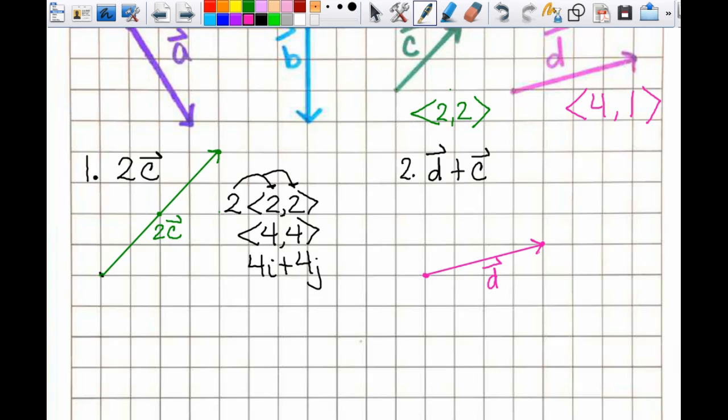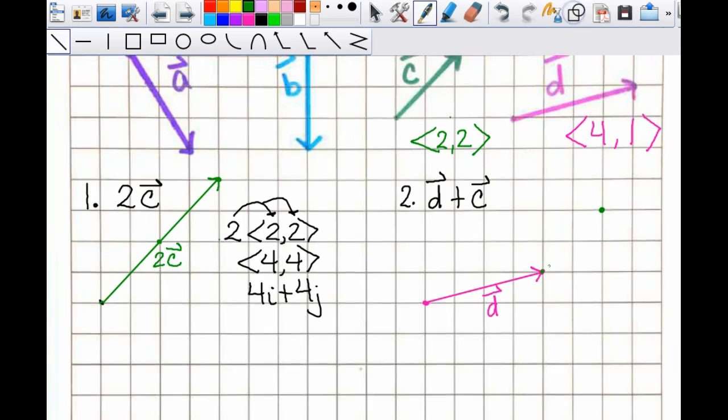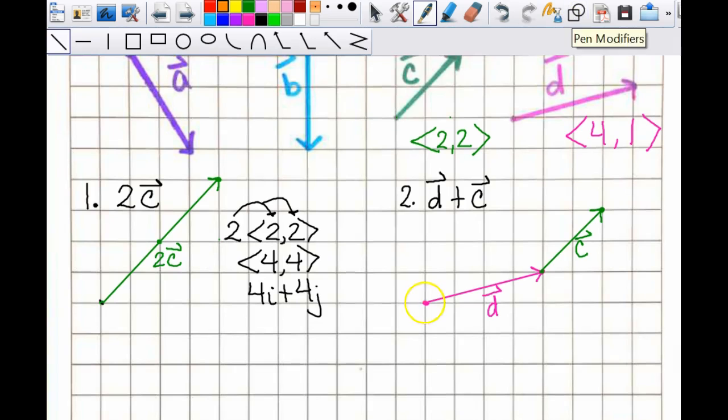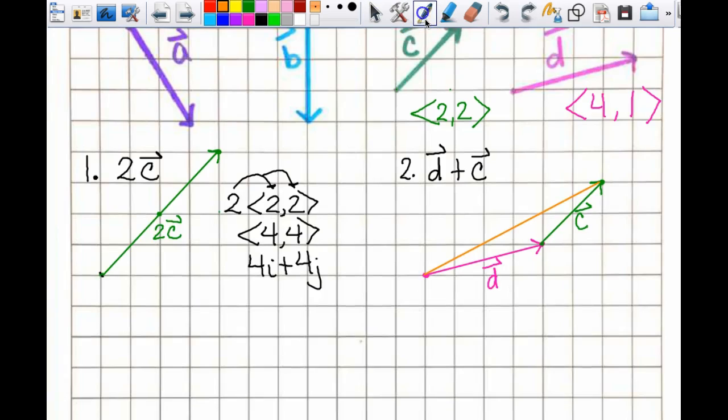I'm going to add to that C. So from the head, start the tail of C, and I go to the right 2 and up 2. Draw that in. That is C. Then, where do I start my resultant? At the tail of D, good. And then I go to this right here. And this represents D plus C.